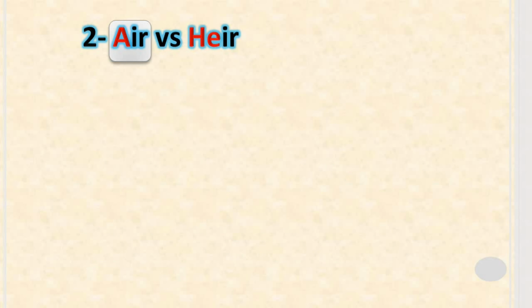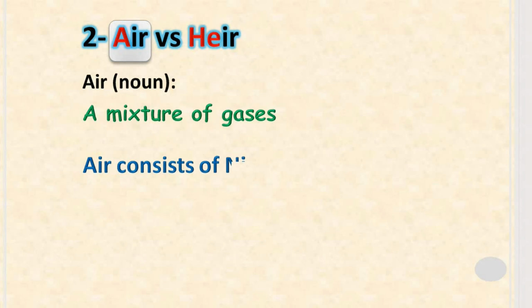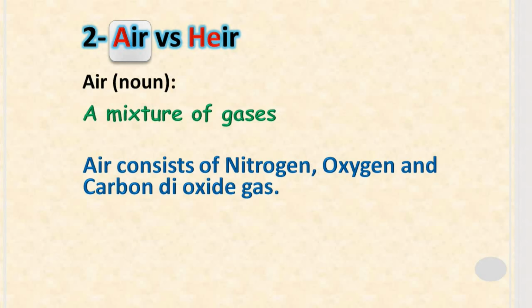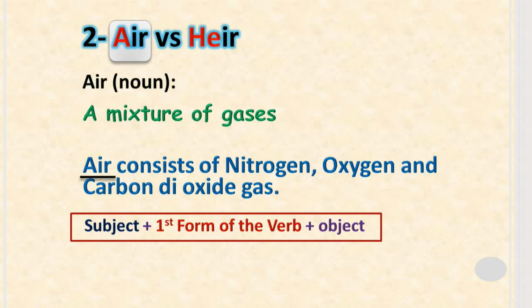In American English you will pronounce this word as heir, but in British English you will say air. Air, noun, a mixture of gases. Air consists of nitrogen, oxygen and carbon dioxide gas. This is a common example I put in front of you. Air, subject plus first form of the verb plus object, that's present simple or present indefinite tense. So you can use it like this.